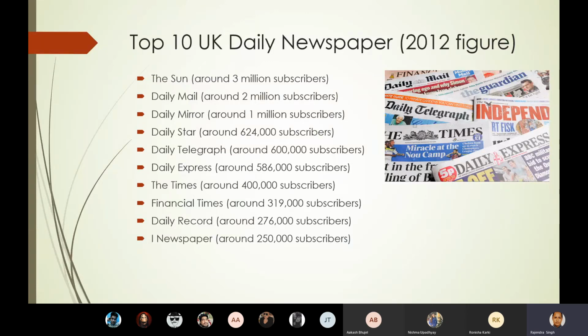According to the 2012 figures, the Sun is the most subscribed daily newspaper in the UK with almost 3 million subscribers, followed by other daily newspapers here: Daily Mail with almost 2 million subscribers, Daily Mirror with almost 1 million subscribers, and so on and so forth.